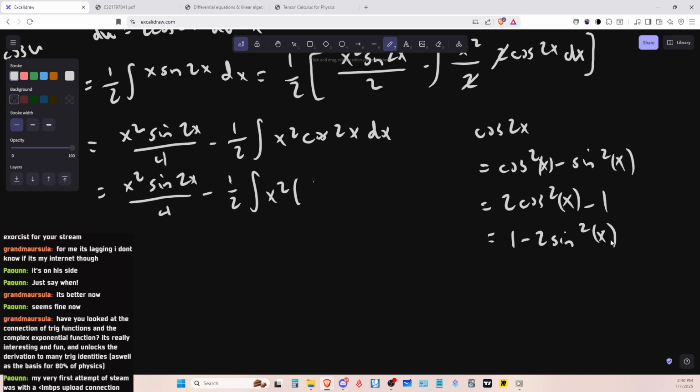Have you looked at the connection of the trig functions and the complex? No, I probably should look those up actually. It's really interesting and fun to unlock the derivation of many trig identities as well as the basic 80% of physics. Oh, okay. Maybe I'll take a look at that next. My very first attempt of stream was with 1 megabyte upload connection. Oh wow. Wait, so do you stream, Paunan?